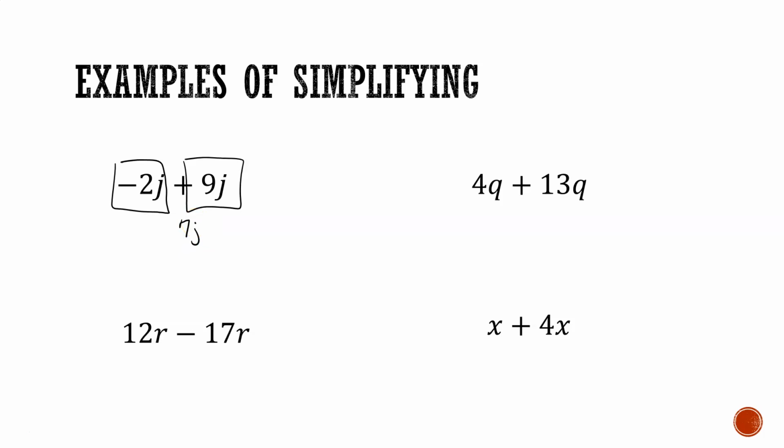Number 6, 4q plus 13q. Again, those have q to the first power, so they are like terms. So 13 and 4 together is 17. We're going to keep that power.